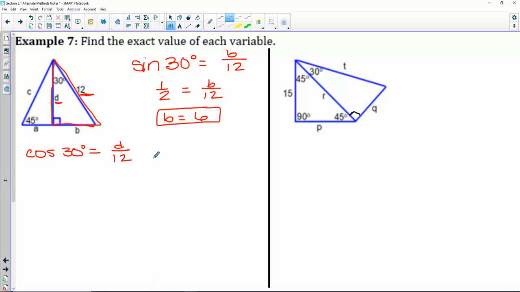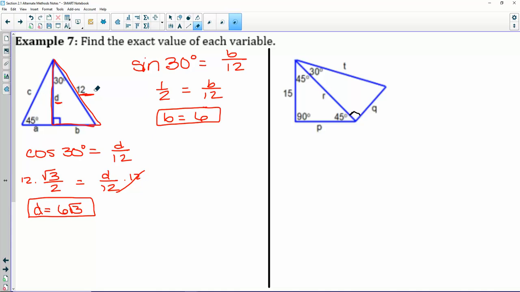Alright, hand trick. Cosine of 30 degrees. So square root of the bottom over 2. Radical 3 over 2. Multiply over 12. D is 6 radical 3. Alright. Now we need to find A and C. Do you guys know what either of those would be without solving it?